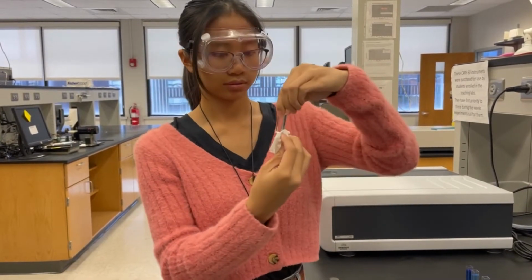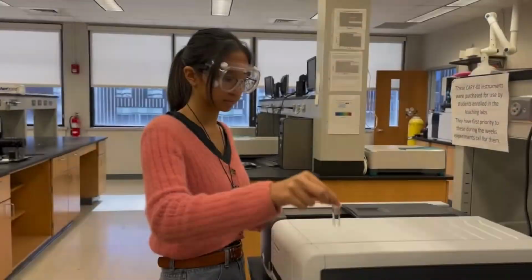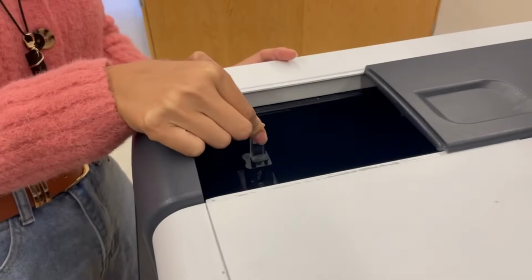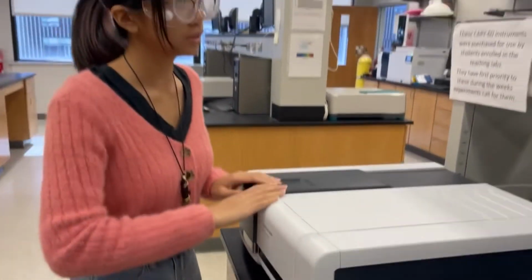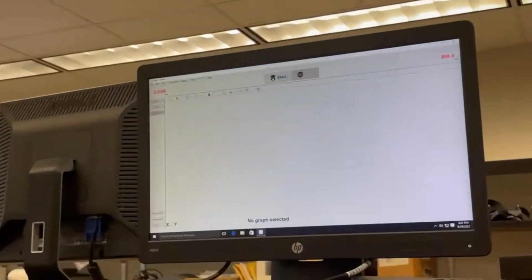Here she is wiping two sides of the cuvette. Here we're zeroing the spectrophotometer. Failing to zero the machine with a blank would result in the absorbance being less accurate.